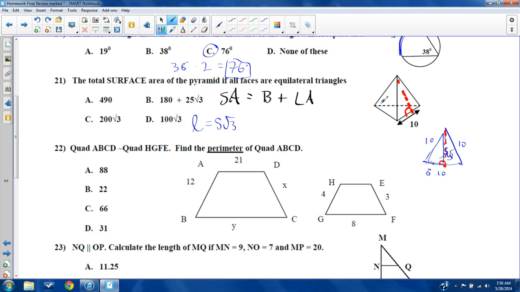The perimeter of your base is also an equilateral triangle. These are all 10, 10, and 10. So your perimeter of base, which you will need to know for this, is 30.